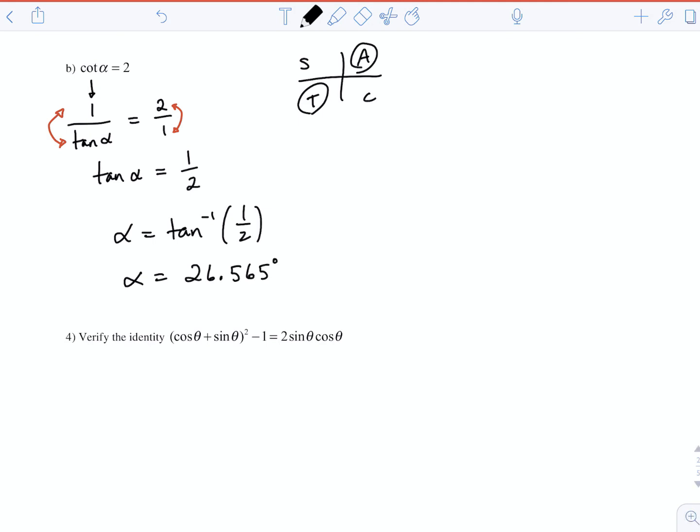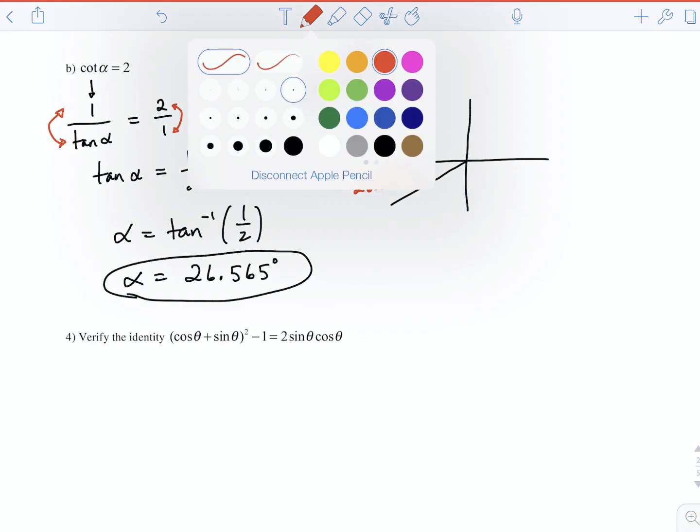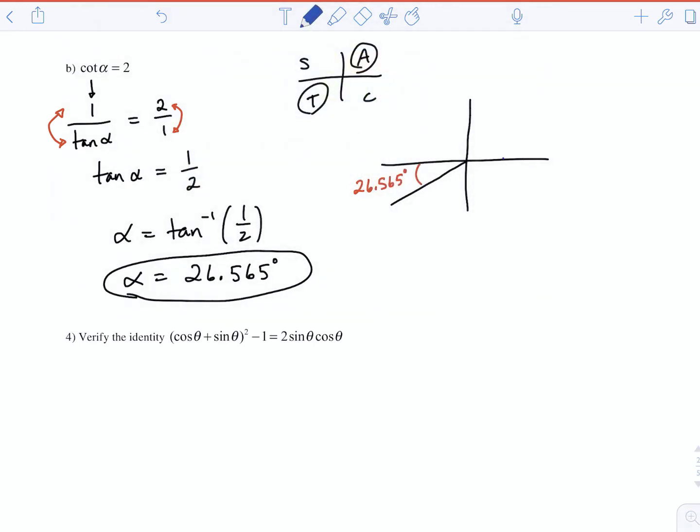26.565 degrees. That's one answer. What about in quadrant 3? So the calculator told us the reference angle is 26.565 degrees. And then we need to find the angle starting from the x-axis, go all the way over here.